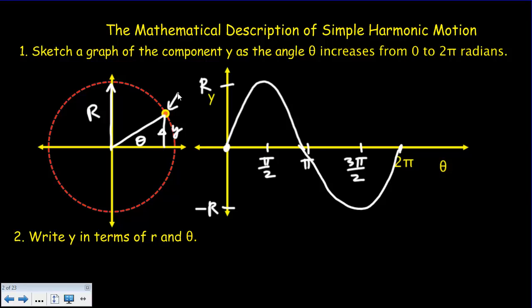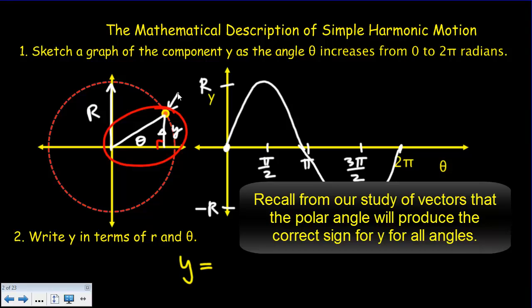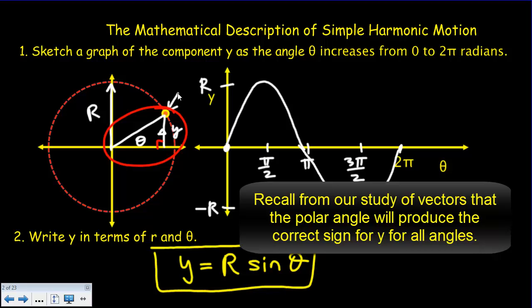And then you're asked to write y in terms of r and theta, and that should be fairly simple. If we just focus in on this triangle right here, you can see that we're looking for the opposite side of that triangle, and that would mean that y is equal to the hypotenuse, which is really the radius of the circle, times the sine of the angle. So that's the equation that I wanted you to come up with.